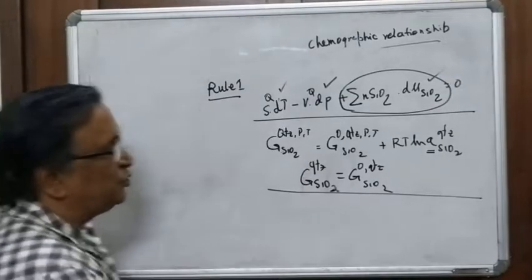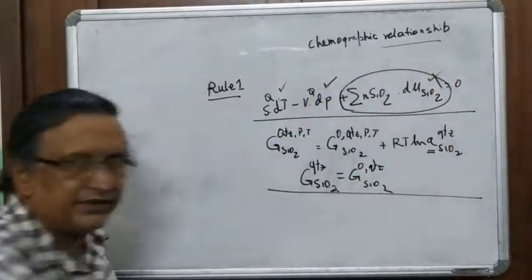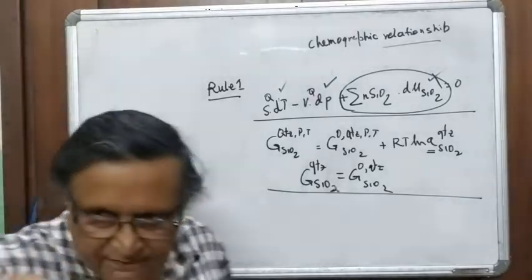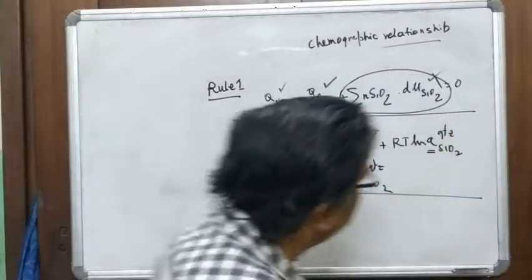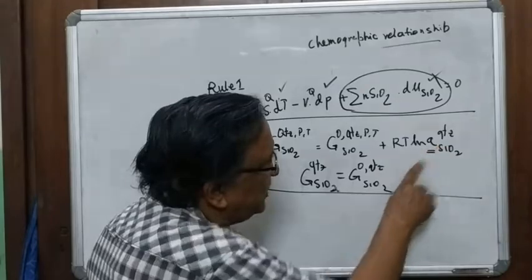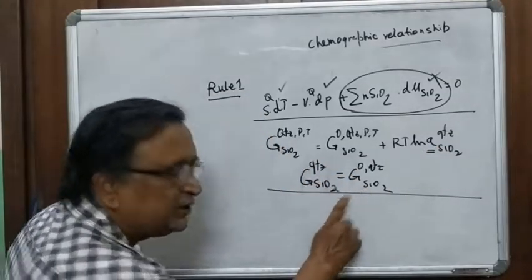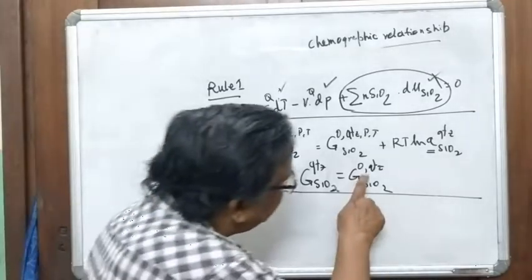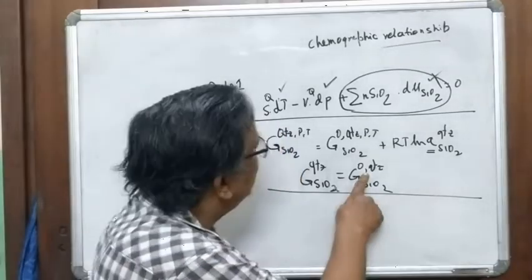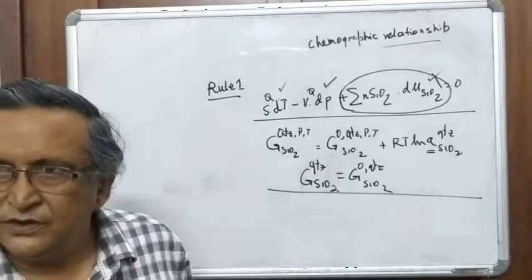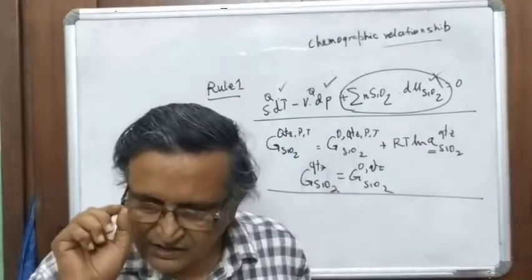d mu SiO2 is not a variable because it becomes 0. Derivative of a constant is equal to 0. Same here, activity of SiO2 in quartz is equal to 1. So the G SiO2 in quartz is equal to the pure SiO2 in quartz. Remember, this is a function of pressure and temperature. Same as here. I didn't say dT or dP is equal to 0. Right? So that is rule 1.